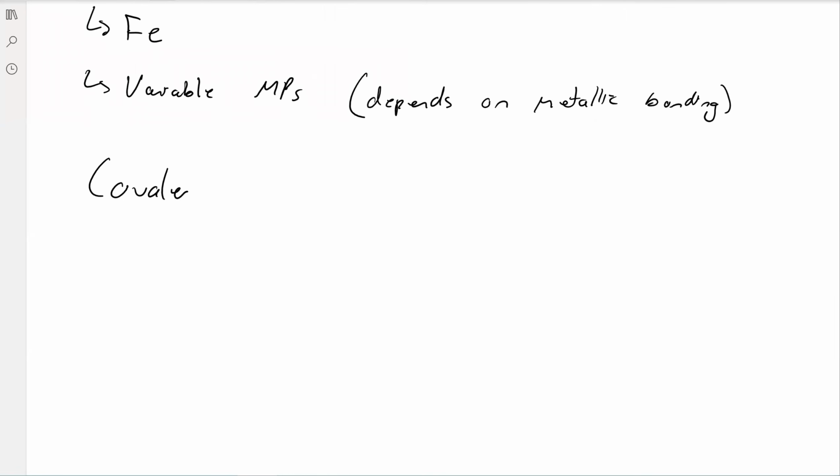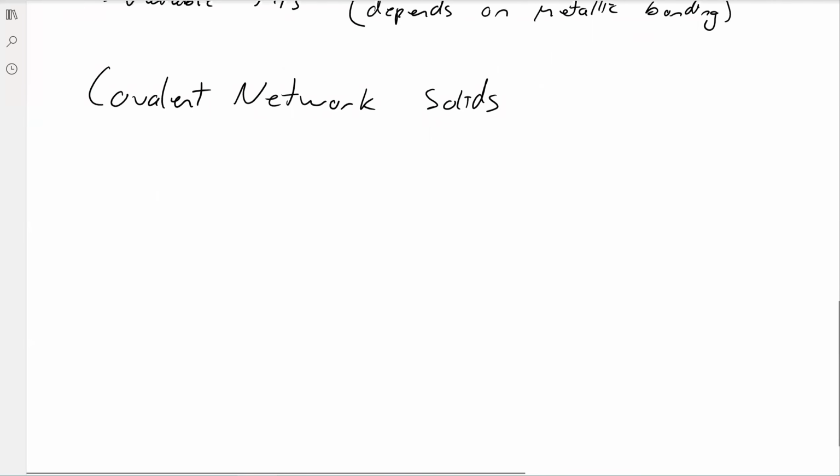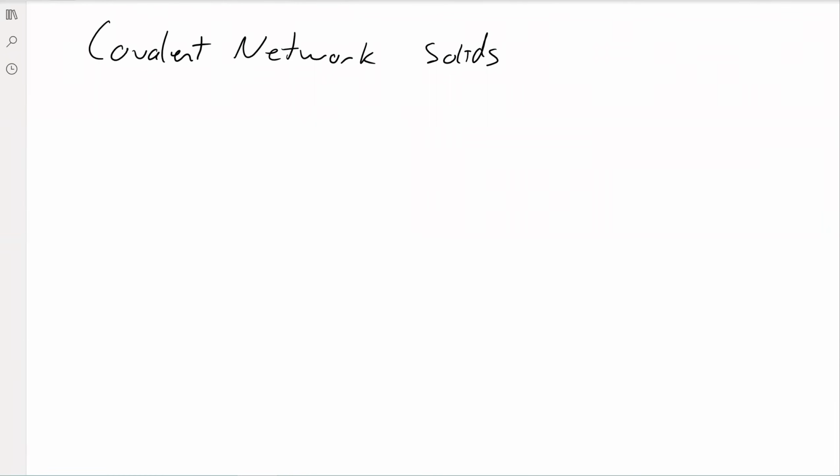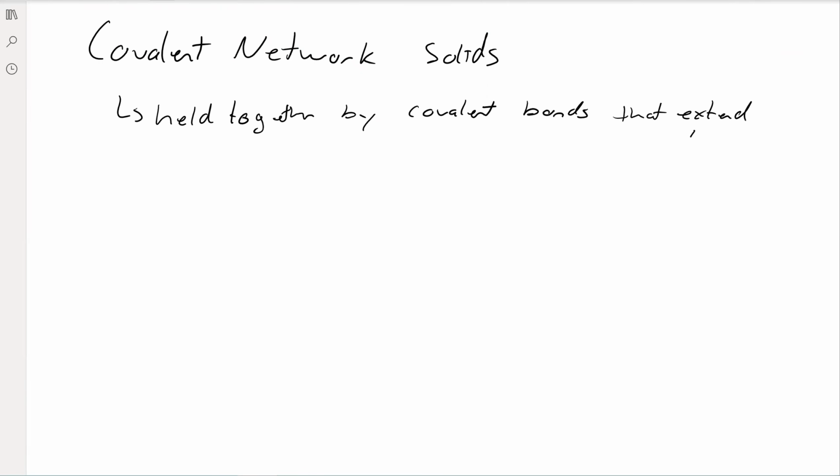And then the last type is covalent network solids. And there are other types of solids out there. There's just so many out there and so many cool things that we just don't have the time for. But if you're interested, definitely take a look on your own. So with these covalent networks, these are held together by covalent bonds that extend kind of infinitely. Obviously not infinitely, but to a very high degree.